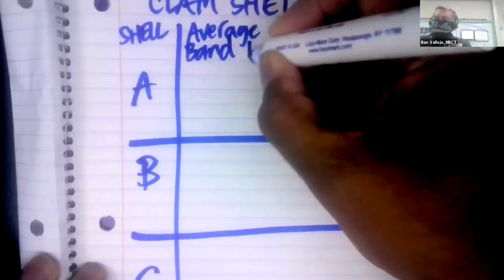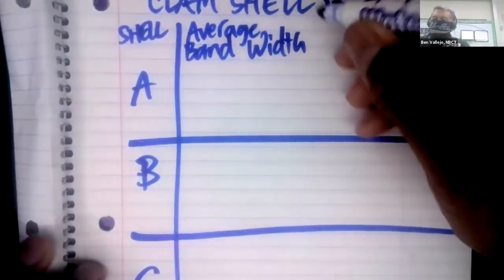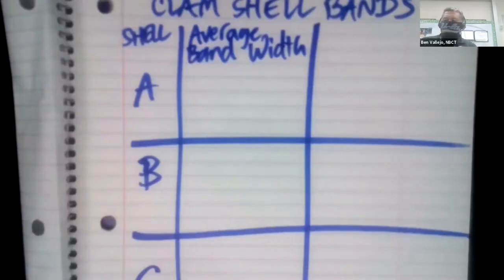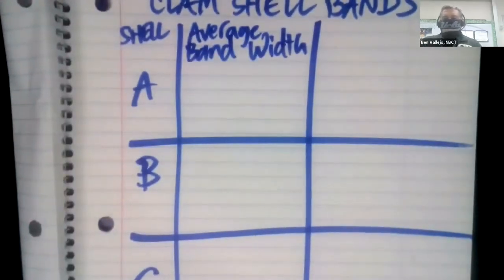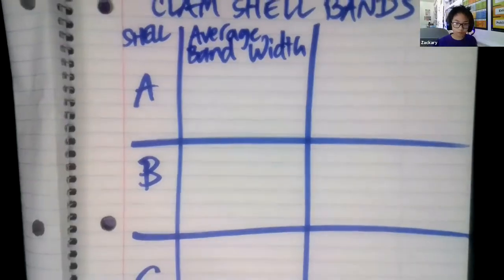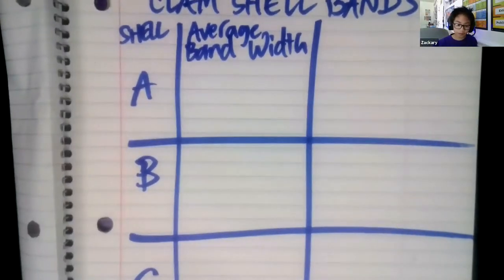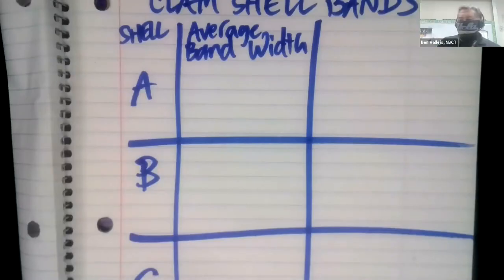All right. First thing I want to do is figure out what the average bandwidth is. Now remember the average, and because you guys have some math background, who can tell me how to calculate an average? Anyone know? Zach, how do we calculate an average? You add all of the numbers and then divide by how many numbers there were. Right, that's exactly right, Zach.